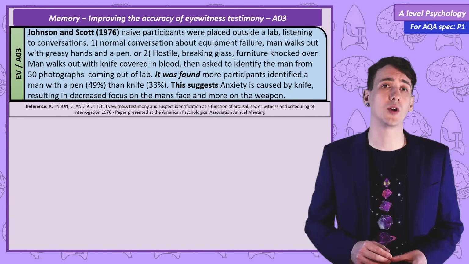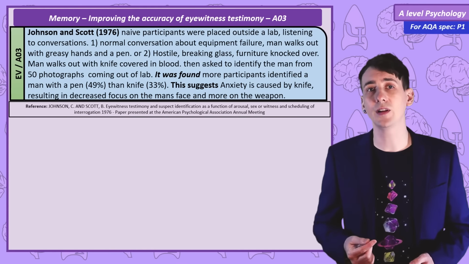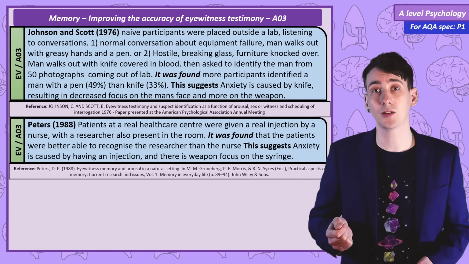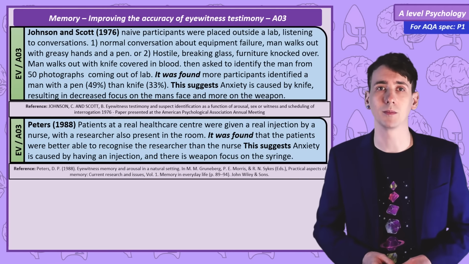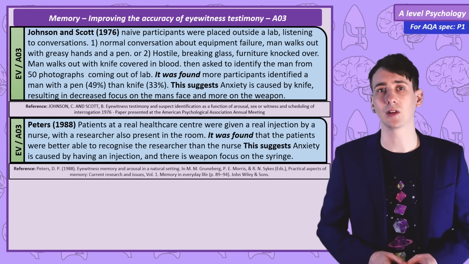Now, we could certainly criticise this as still being a lab study, but we do see a similar effect in a field study by Peters, who showed that recall was worse for identifying a nurse who gave an injection to the participant than for a researcher who was also in the room. This suggests weapon focus for the syringe reduced accuracy.